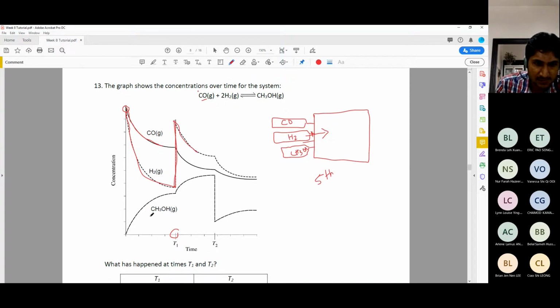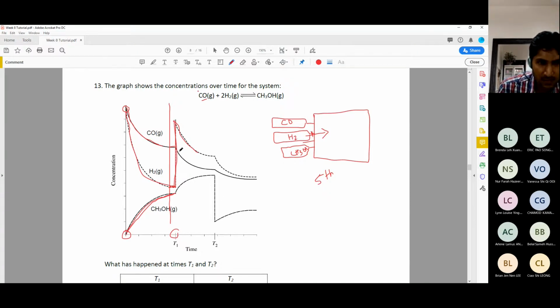By this time, methanol is being produced, because at the beginning there was zero methanol. So methanol starts to be produced, and then hydrogen is added again. Here, this line is quite flat, so they were almost attaining equilibrium at this moment, just before T1.